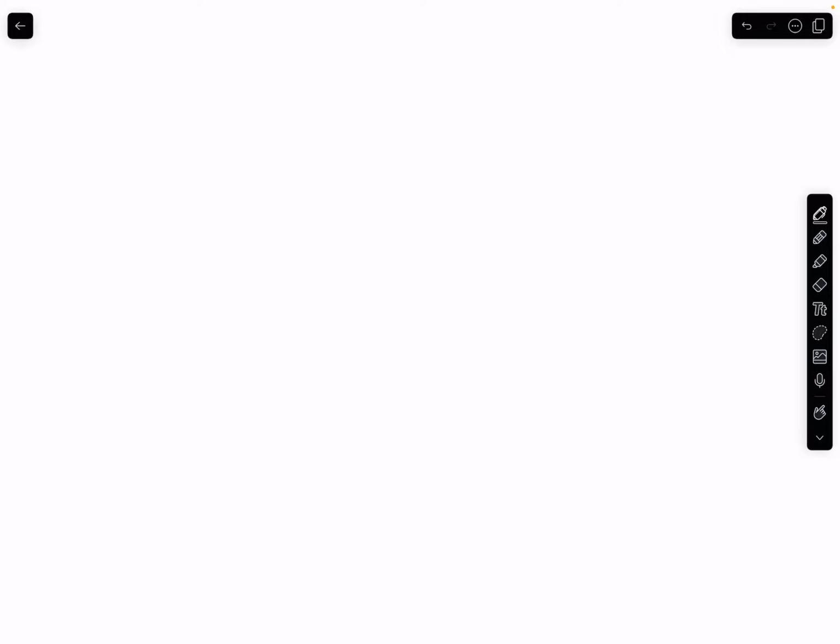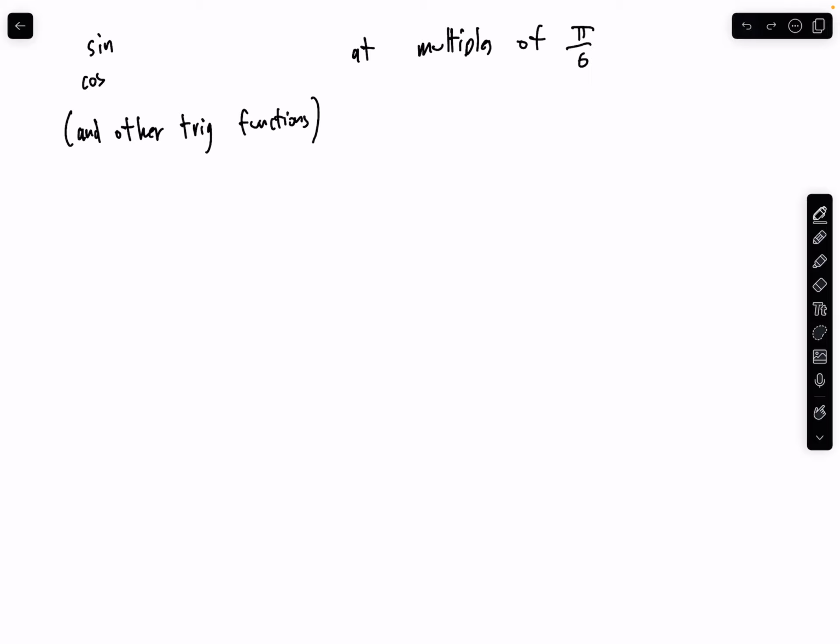What are the things that you should know? First of all, sine and cosine functions, and by extension, other trig functions, at multiples of pi over 6, or if you want to think in terms of degrees, multiples of 30 degrees, and multiples of pi over 4, or if you're thinking in degrees, that's 45 degrees.